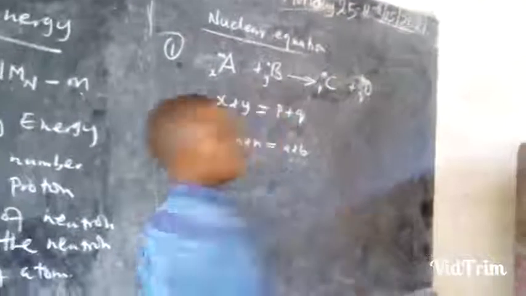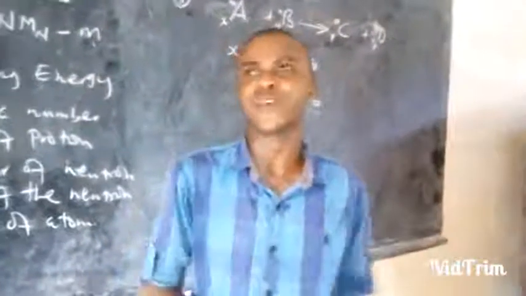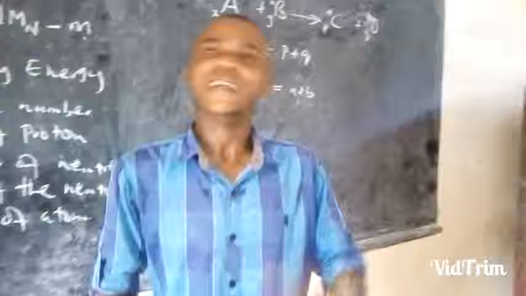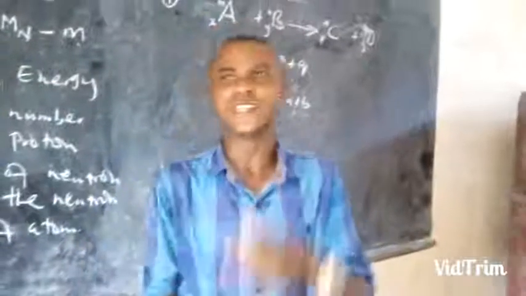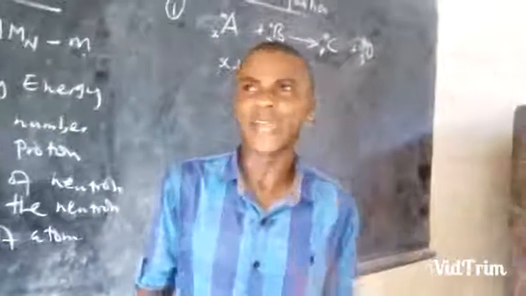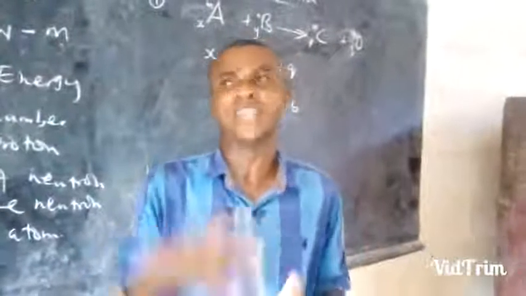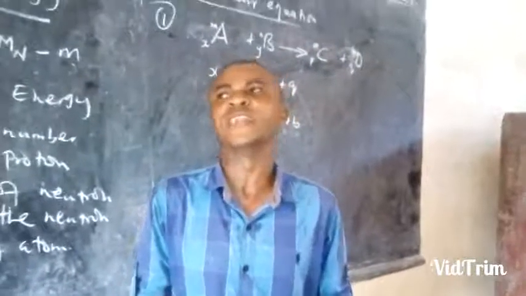That means the two laws can now be stated as: the sum of the atomic numbers on the left equals the sum of the atomic numbers on the right. Again, the other law says the sum of the mass numbers on the right equals the sum of the mass numbers on the left. Those are the laws of nuclear equations.